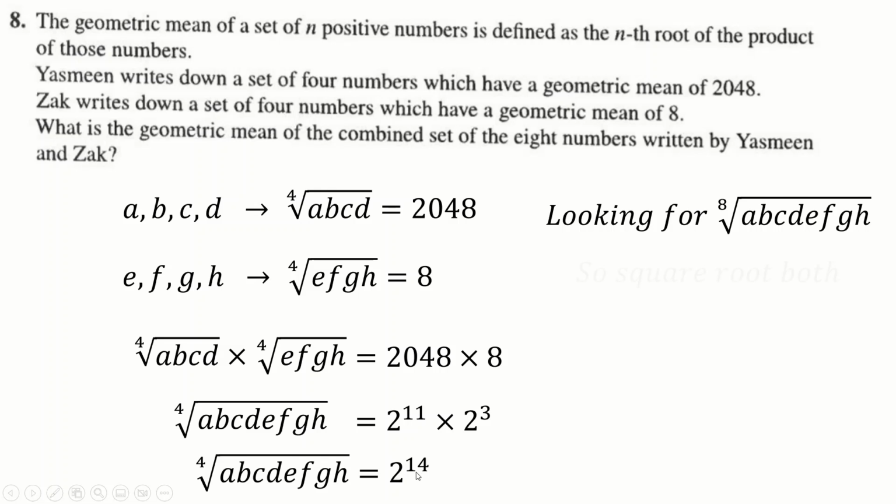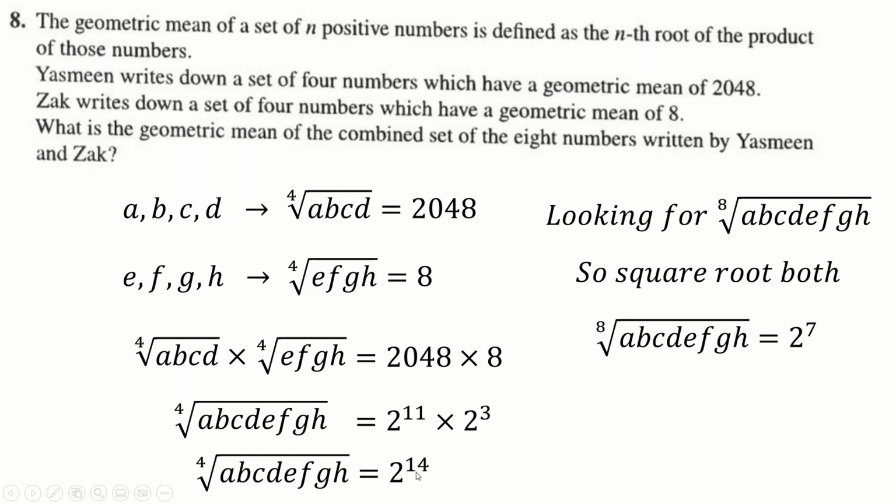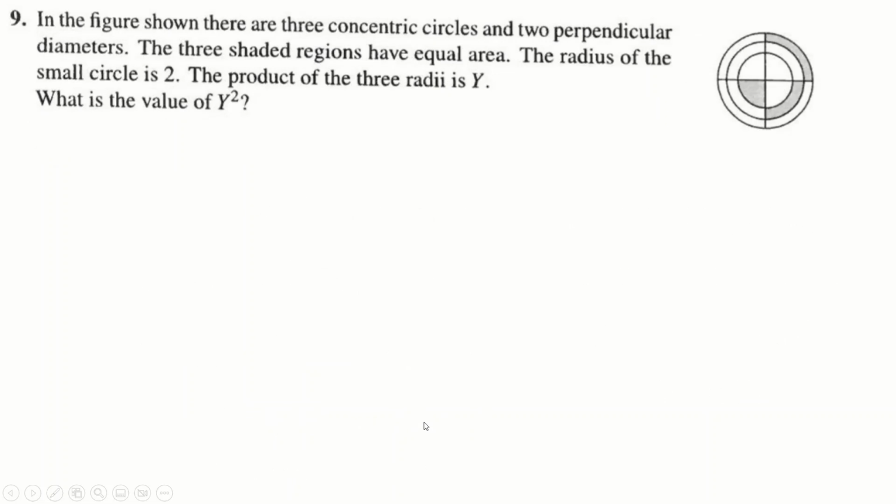So raise that to the power of a half and we get 2 to the power 7, or you can think of it as square rooting both if you want to. 2 to the power 7 you can work out is 128, so the answer is 128. Very useful to know your 2 to the powers of, I think, for math challenge.